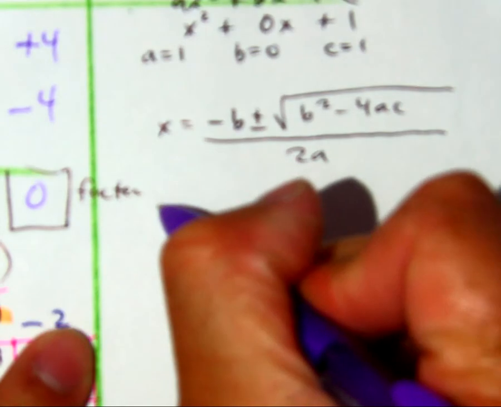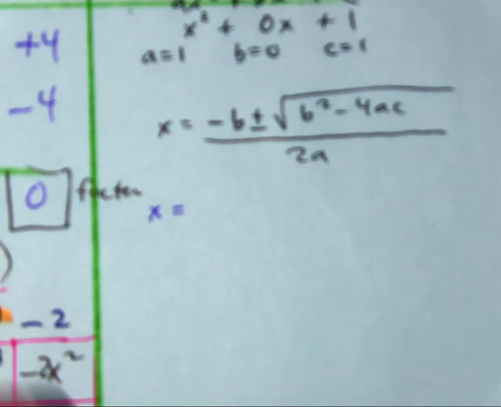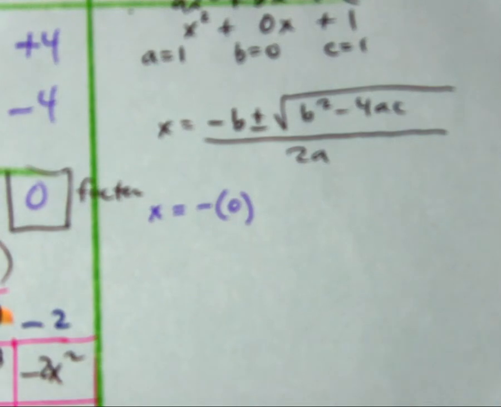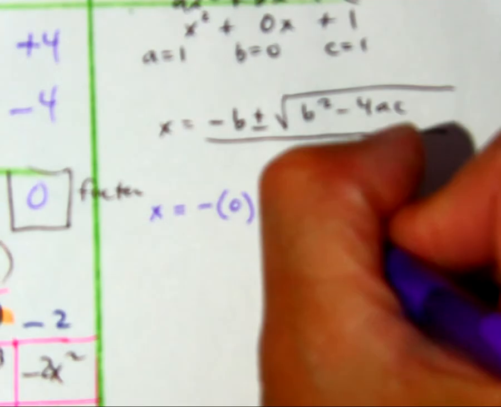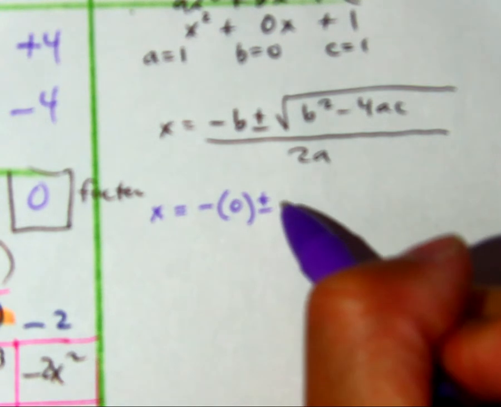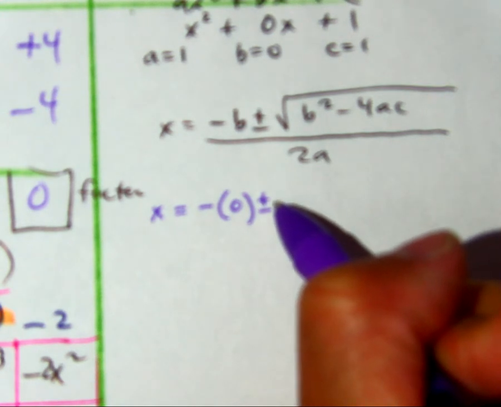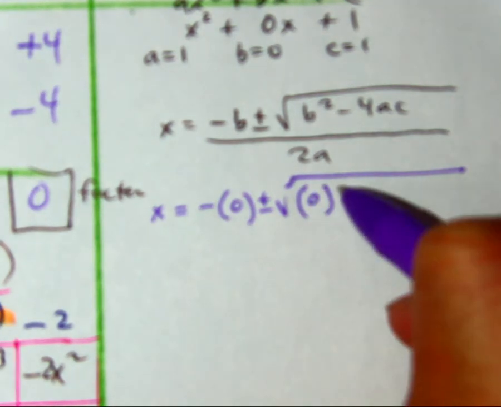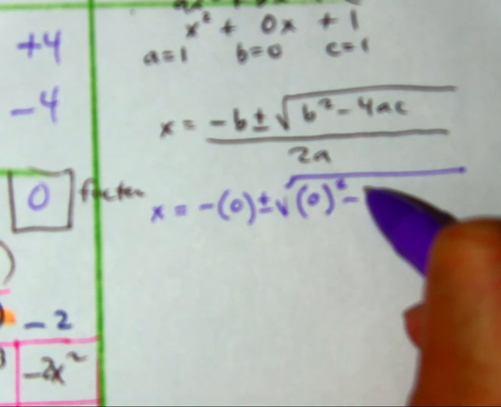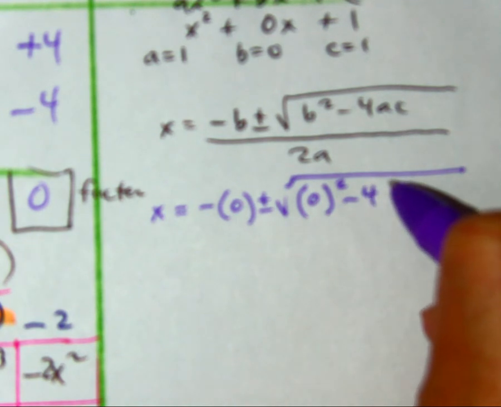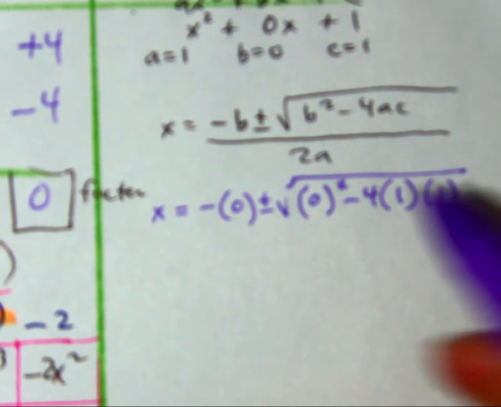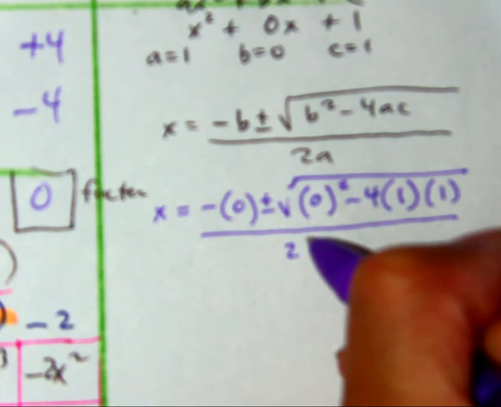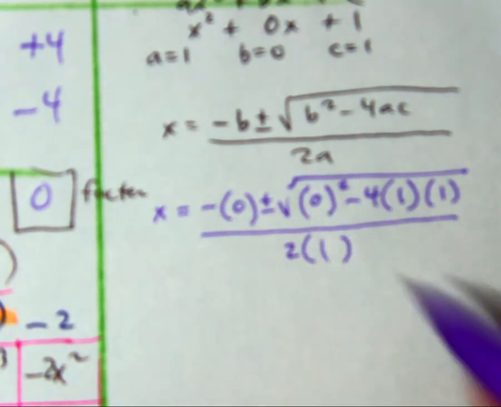0 plus negative, square root, 0 to the second minus 4 times 1 times 1. Good. All over 2 times 1. Go ahead and simplify, Jesse.